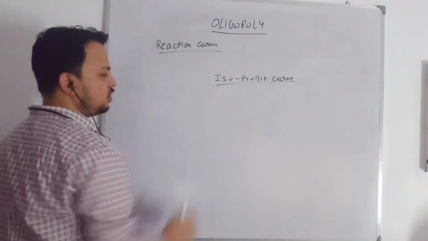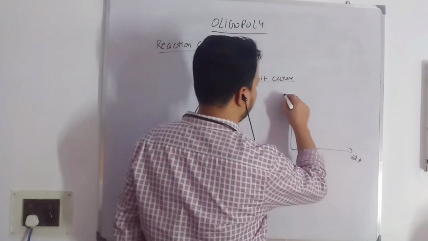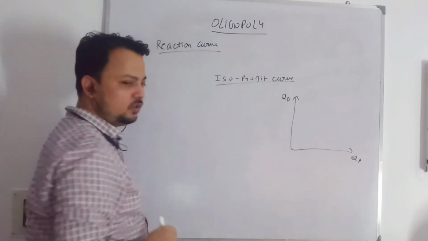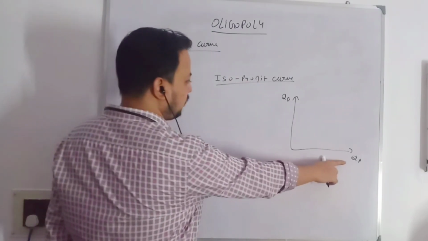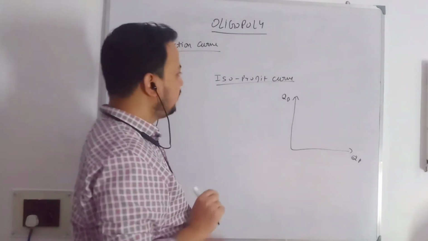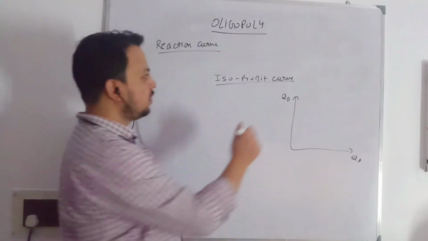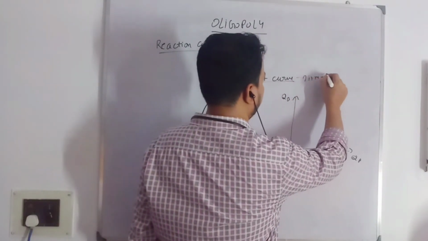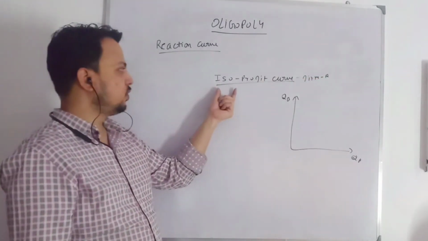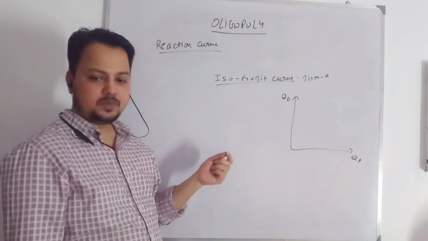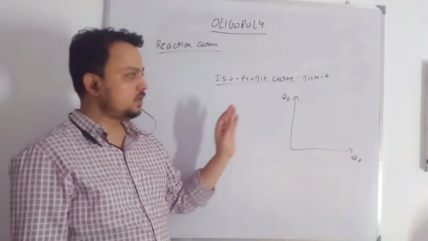What is the isoprofit curve? You have output of firm A and firm B. Iso means equal profit curve. So an isoprofit curve is the locus of combinations of output of firm A and firm B that will give the same level of profit to firm A. I am talking about the isoprofit curve for firm A. So what is the isoprofit curve for firm A? It is the locus of combinations of output of firm A and firm B that will give the same level of profit to firm A.